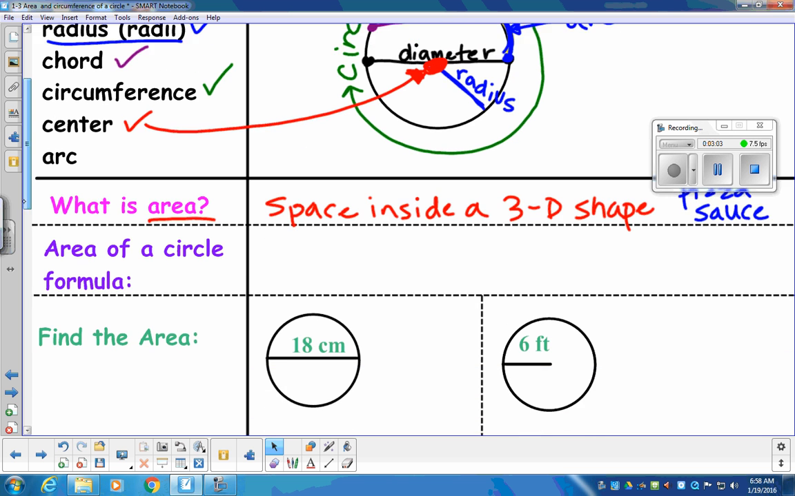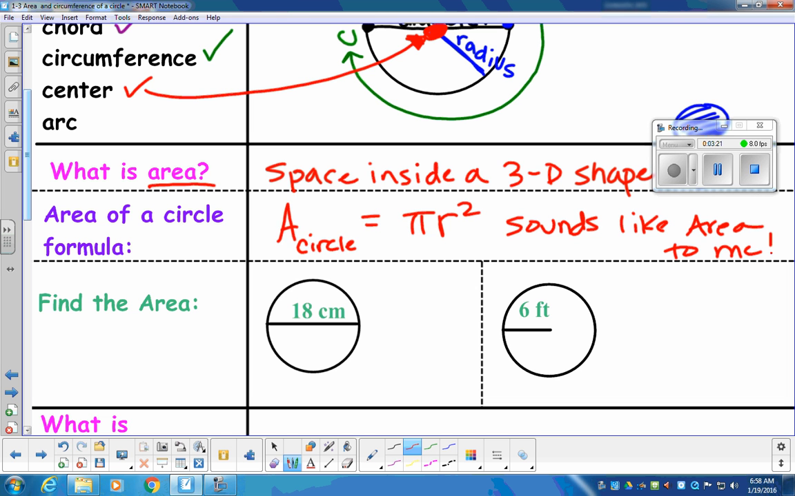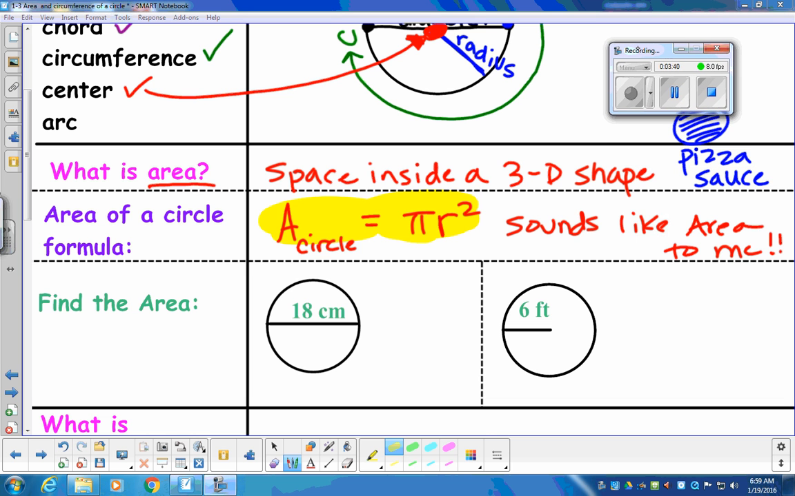Thinking back to the circle song, the area of a circle is pi r squared, sounds like area to me. Everything we heard in that circle song: pi r squared sounds like area to me. When I need a circumference, I'll just use pi d. So we're working off that formula today, pi r squared, to get the area of the circle, or the pizza sauce, the yummy stuff, the toppings and things like that.